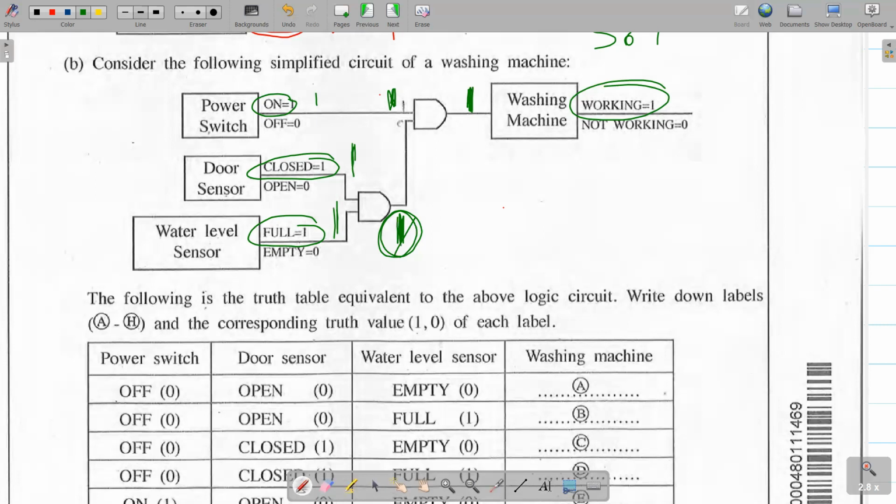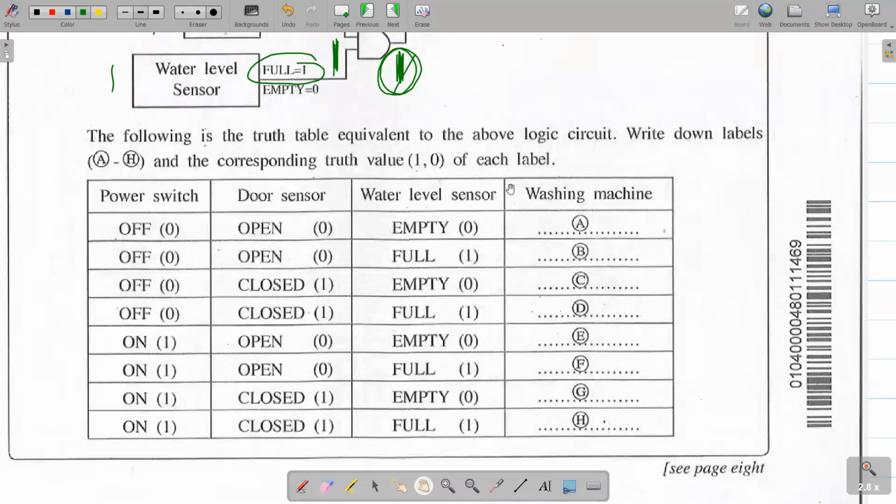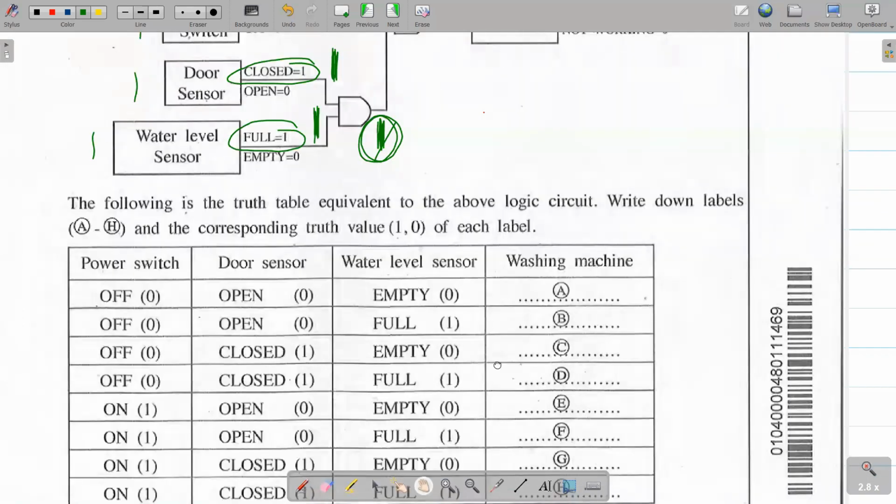Right, so to have 1 in here, from these 2 places there should be 1. Right, and to have 1 over here, we should have 1 as well. So that means the washing machine is working. All 3 sensors are providing you 1. So that means it's the only occasion, people, right?